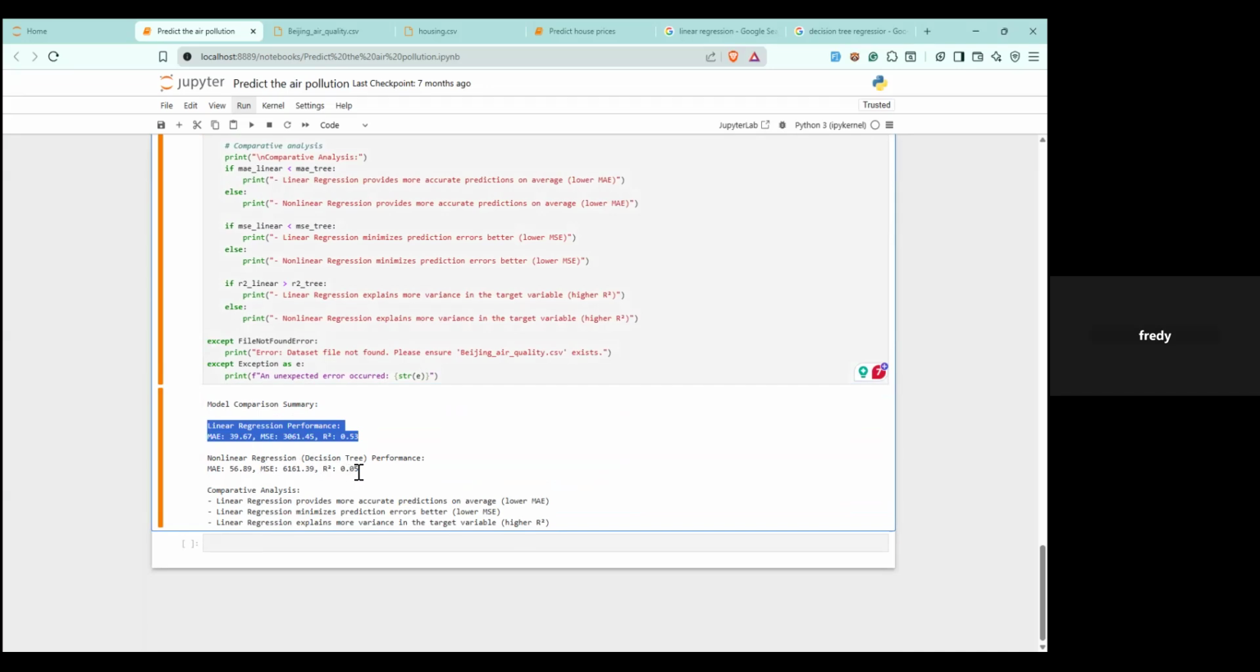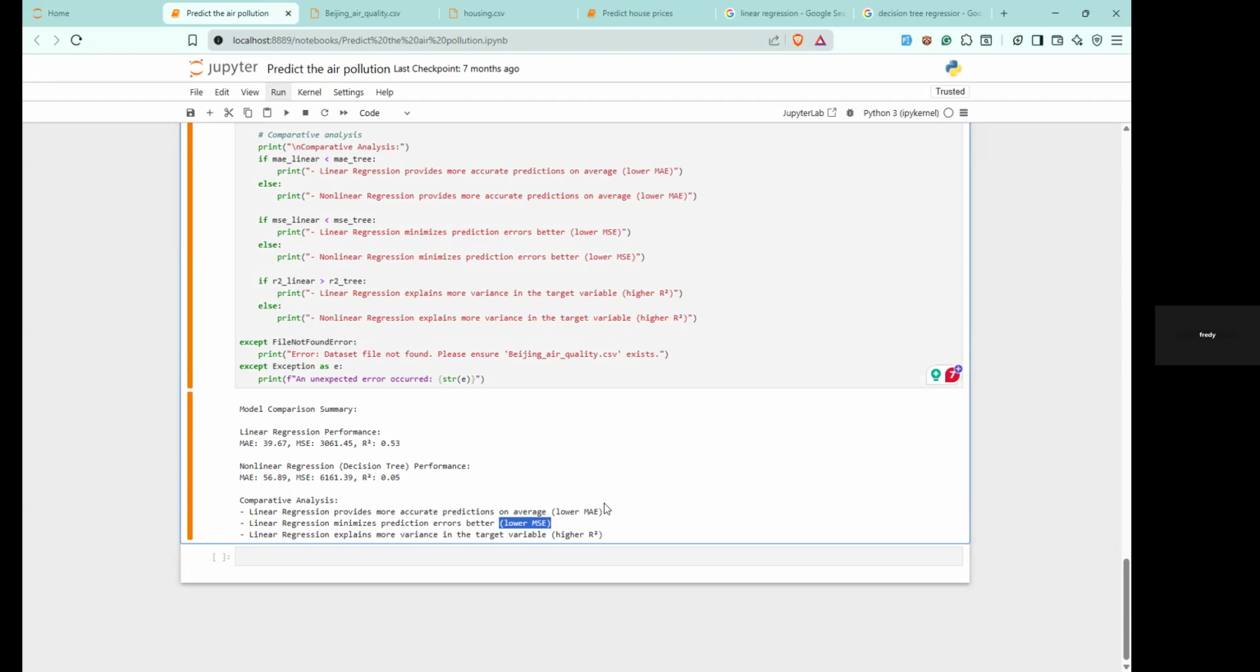And then for nonlinear regression, where we use the decision tree regressor, we'll also apply the mean absolute error and the MSE to detect how well it performed. Based on these parameters, checking the model performance against actual values in the data set, we can see linear regression provides more accurate predictions on average, as it has a lower mean absolute error. If it's lower, that means it performed better. Linear regression minimizes prediction error, meaning it has a better mean squared error. And linear regression explains more variance in the target variable, meaning it has a higher R2 value.